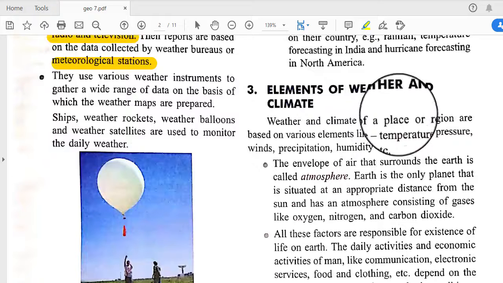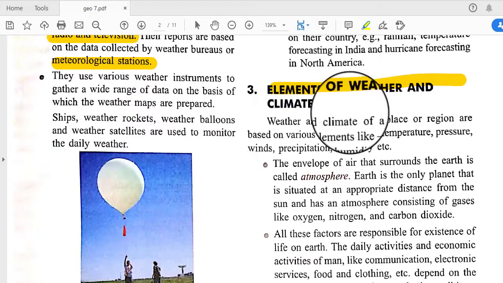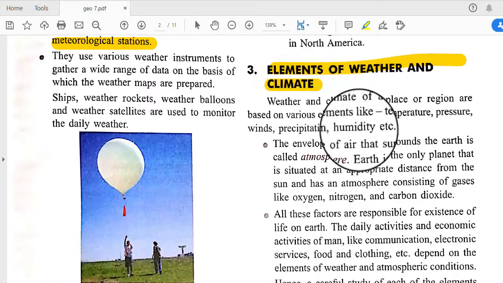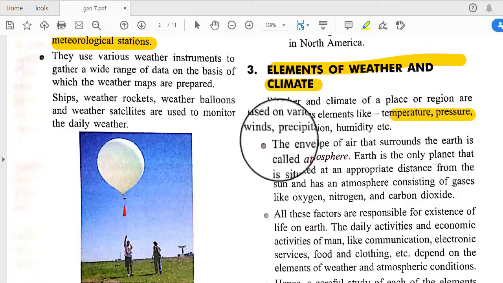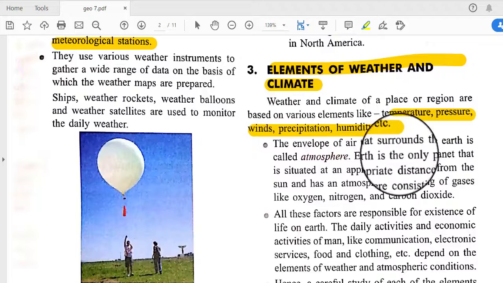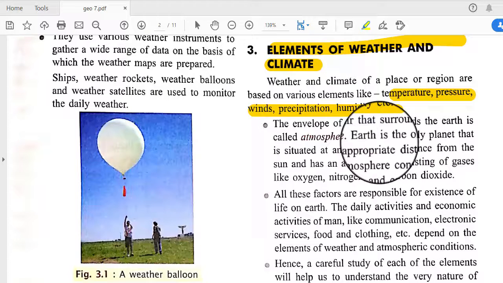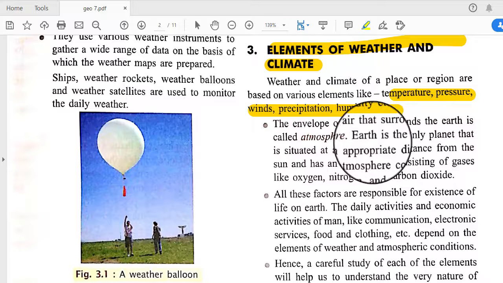So elements of weather and climate. So what are the elements of weather and climate? Weather and climate of a place or region are based on various elements like temperature, pressure, winds, precipitation, humidity, etc. The envelope of air that surrounds the earth is called atmosphere.